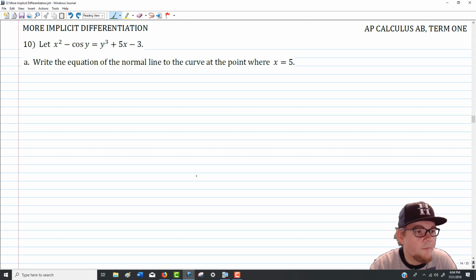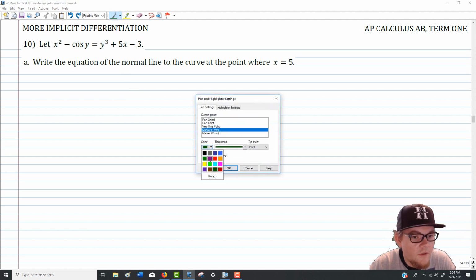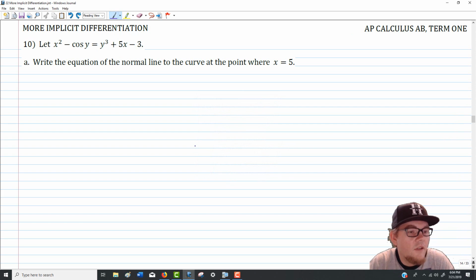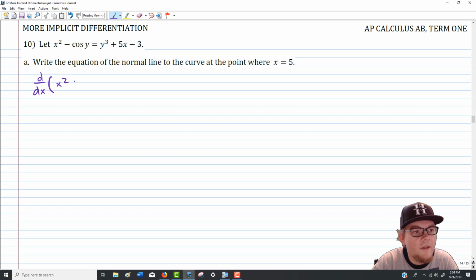So in our situation here, we are told that there's some curve x squared minus cosine of y equals y cubed plus 5x minus 3. And our job is to write the equation of the normal line to the curve at the point where x equals 5. So a couple different pieces are in here. The first thing we have to do is, of course, take the derivative. But once again, this is one of those situations where I think the implicit differentiation is probably the easiest part of the problem. I think it's the most accessible at the very least.